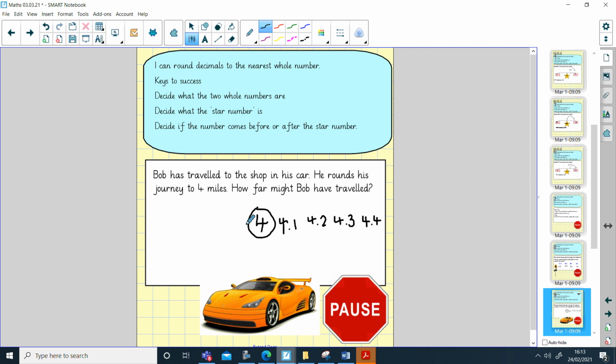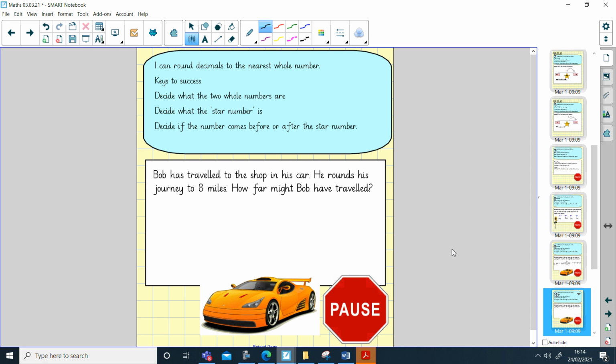What about my 3-point numbers? So 3.9 would also round to 4. So would 3.8. So would 3.7. And so would 3.6. And so would 3.5. What about 3.4? No, that would round down to 3, wouldn't it? So Bob could have travelled any of these amounts of miles.